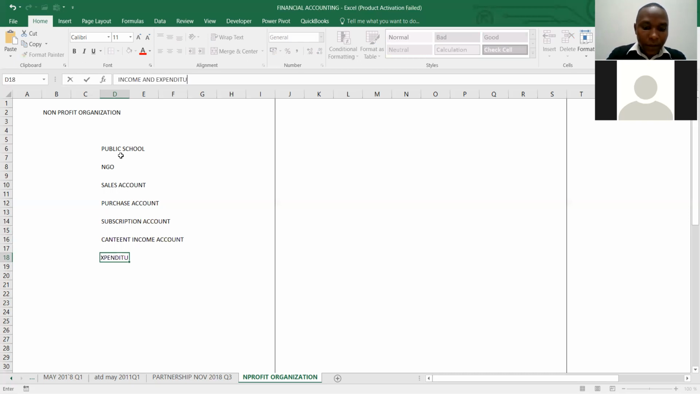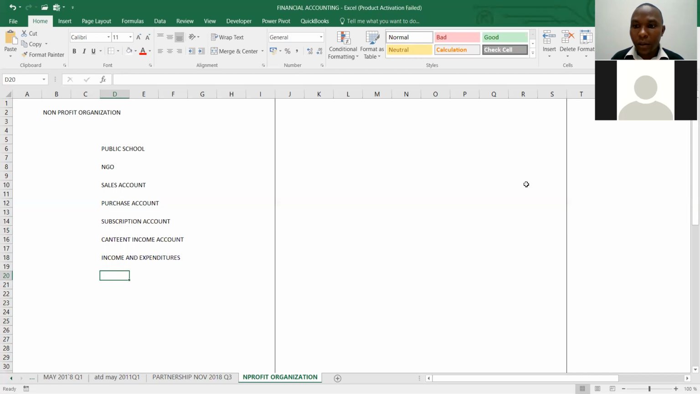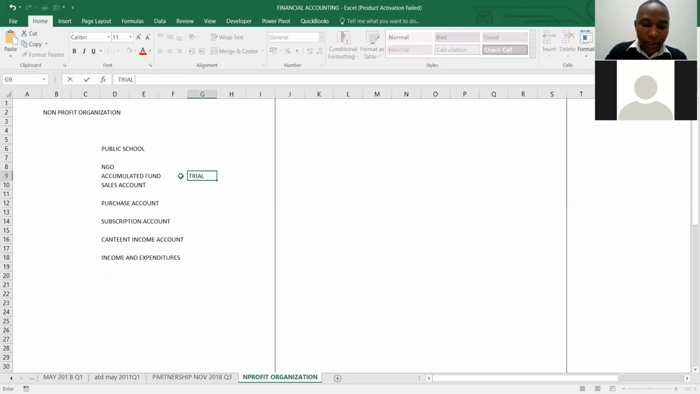So these are the accounts, income and expenditure, that you should prepare once you are in a non-profit organization. Again, this organization doesn't know how much they have invested in capital, so we need to first determine the accumulated fund, because they don't maintain this account. You find out the accumulated fund using a trial balance. That's what you need to know about non-profit organizations. If you see a question, those accounts should come to your mind.